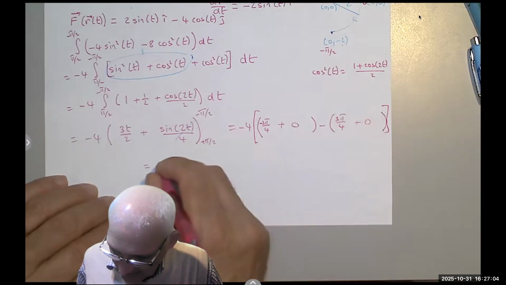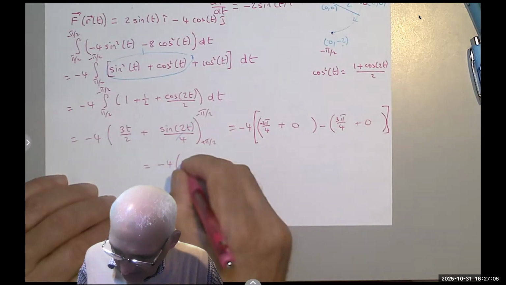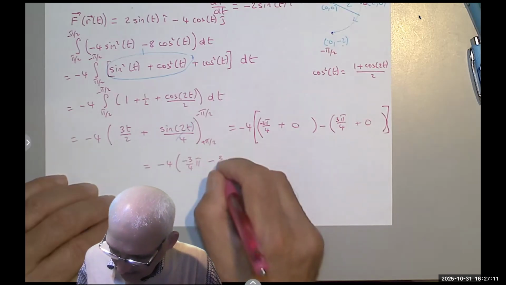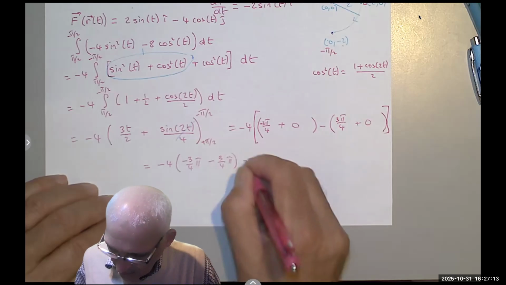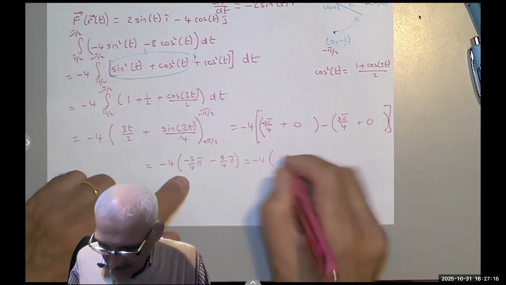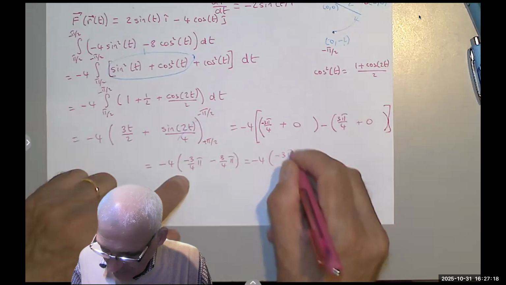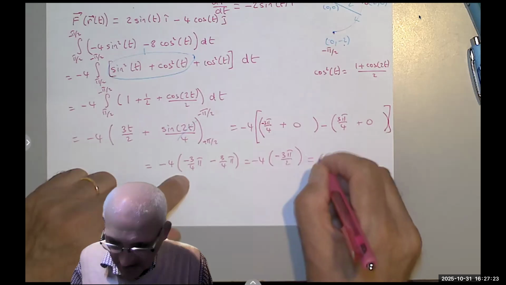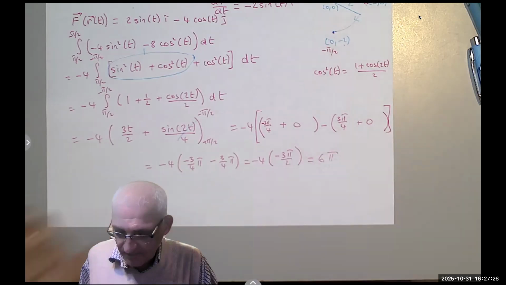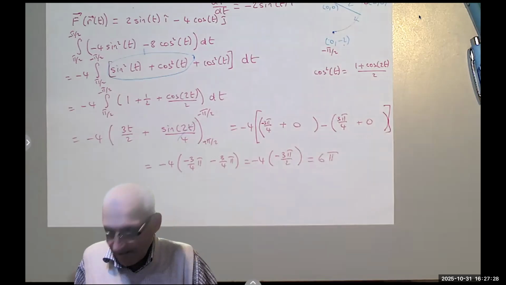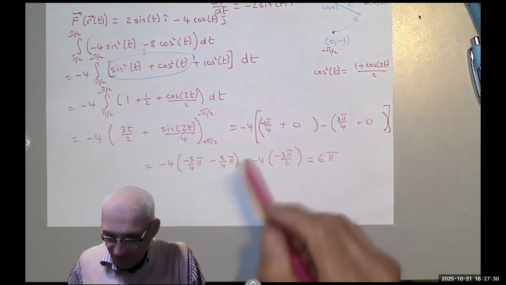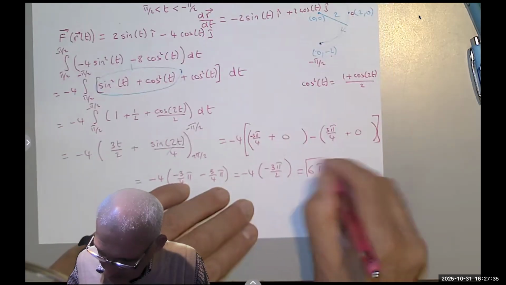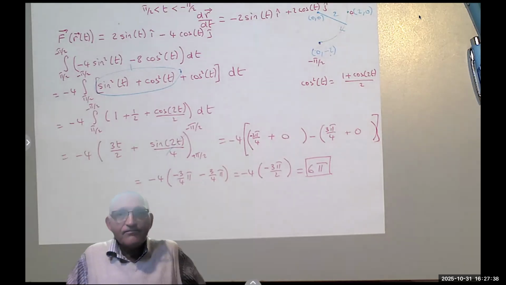So at the end of the day, I get negative 4 times negative 3 pi over 4 minus 3 pi over 4 equals negative 4 times negative 3 pi over 2, right? And negative 4, so that would give me 6 pi, right? Negative times negative is positive, and 4 over 2 is 2 times 3 pi is 6 pi. So that is the work done by that force.